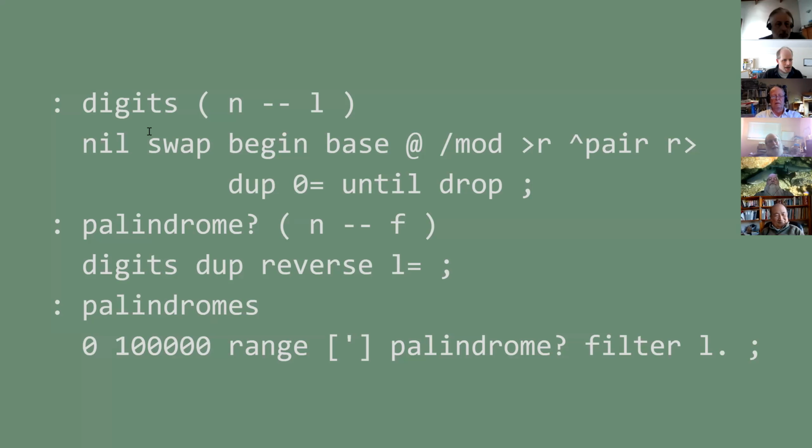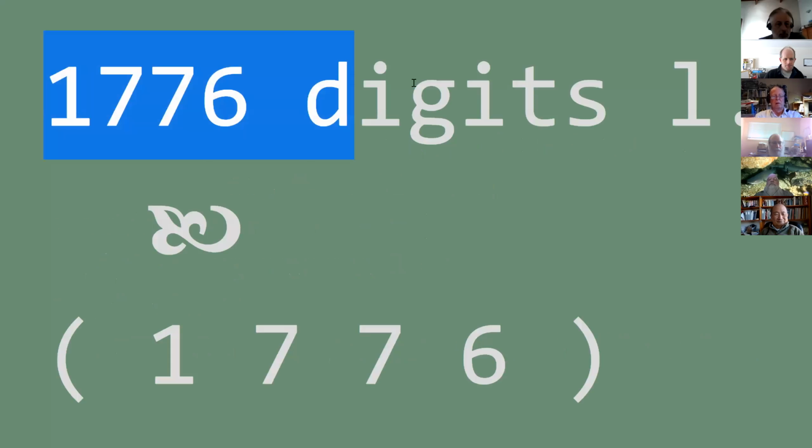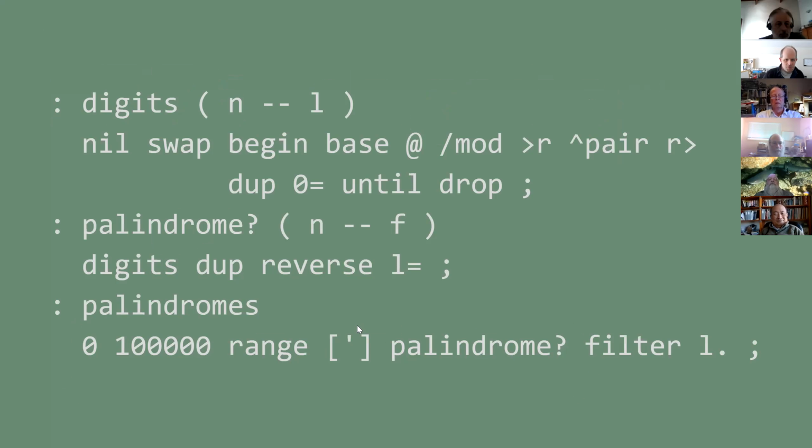So what I did is I created this word digits that takes a number and converts it into a list. It starts with a nil list and does a begin until, looping over, doing div mod, and then using this swap pair to append to the list. So for example, if you had 1776, what you get out is a list that, if you print it, consists of 1776. You sort of splay out each digit.